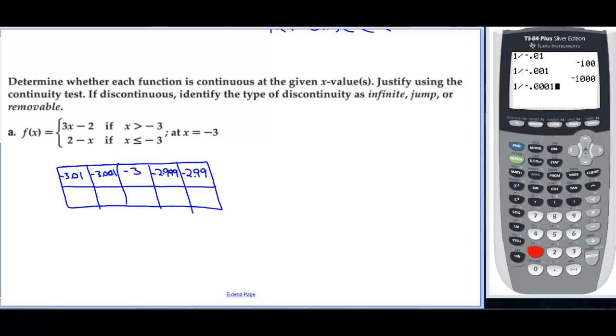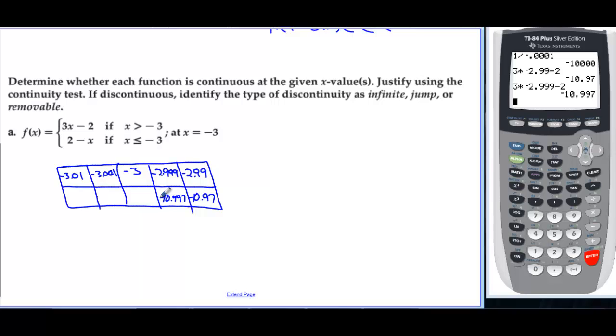Now you got to decide, are you going to use the function and the chart, or are we just going to plug them in? I think 3x minus 2, not that bad. I don't feel I need to use y1 for this. To the right of negative 3, we use the top. 3 times negative 2.99 minus 2. Negative 10.97. 3 times negative 2.999 minus 2. Negative 10.997.